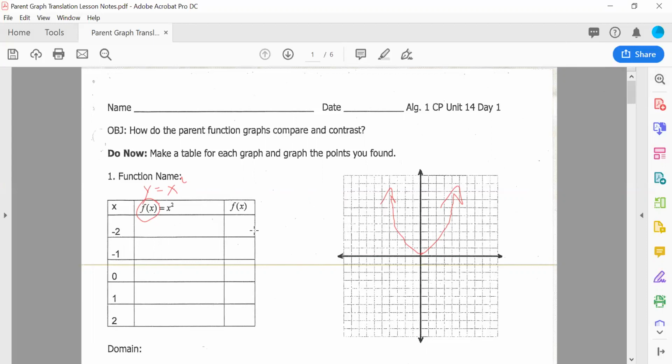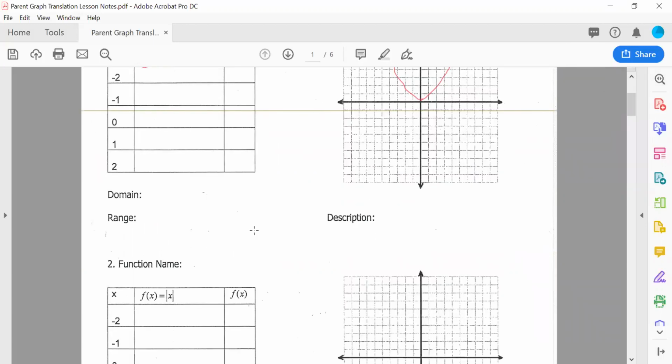Now recall, first let's do the domain. The domain is all real numbers. The range is all the y's that are greater than or equal to 0, or you could say from 0 to infinity, or you could say 0 is less than or equal to y is less than infinity. Three different ways you could say it right there. And it is a parabola, and I'll even say a smiling parabola.